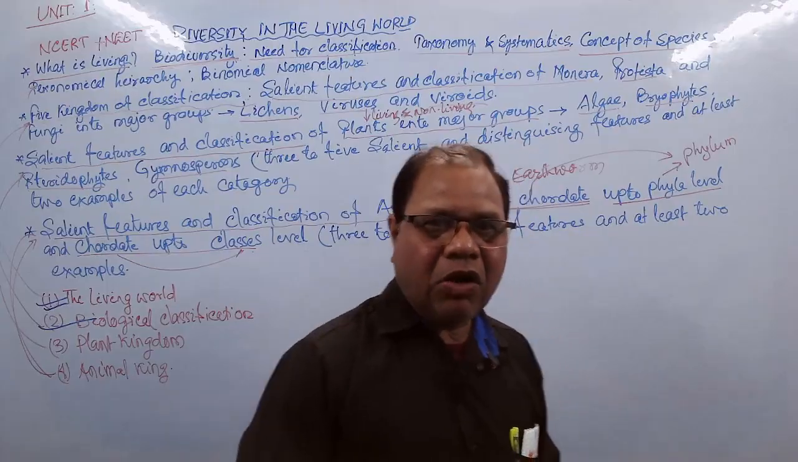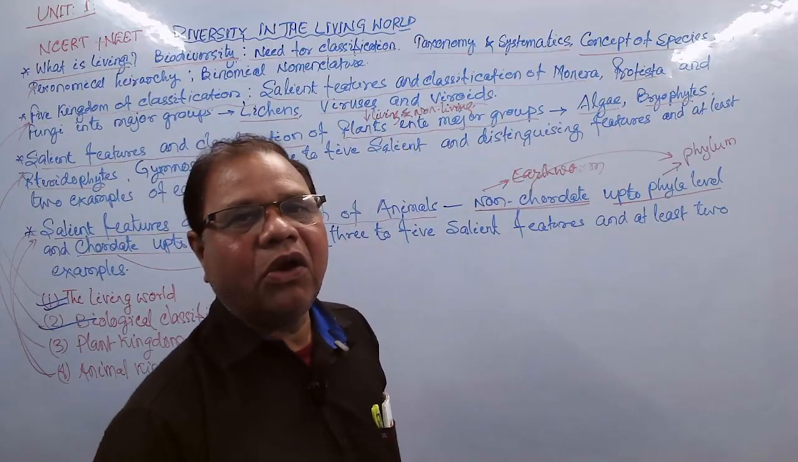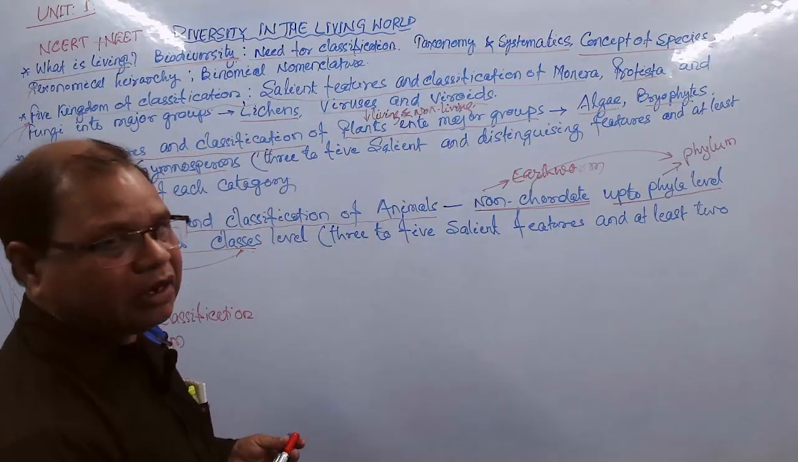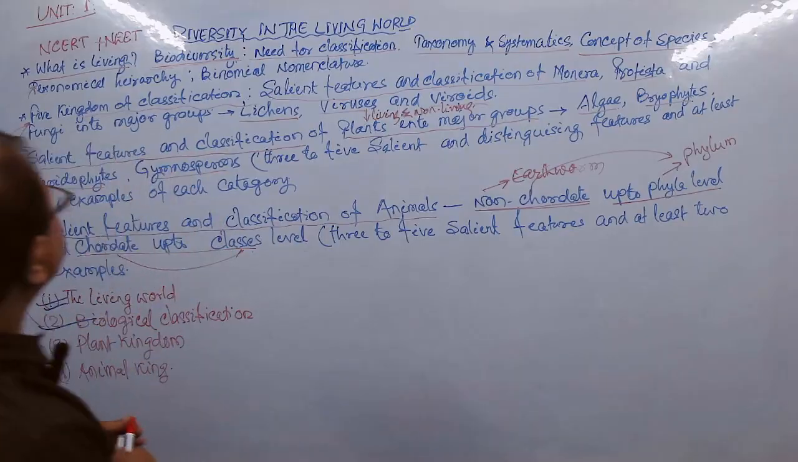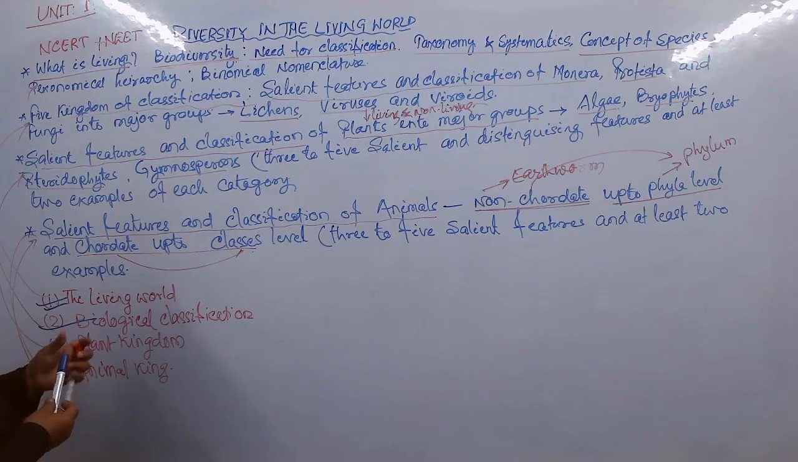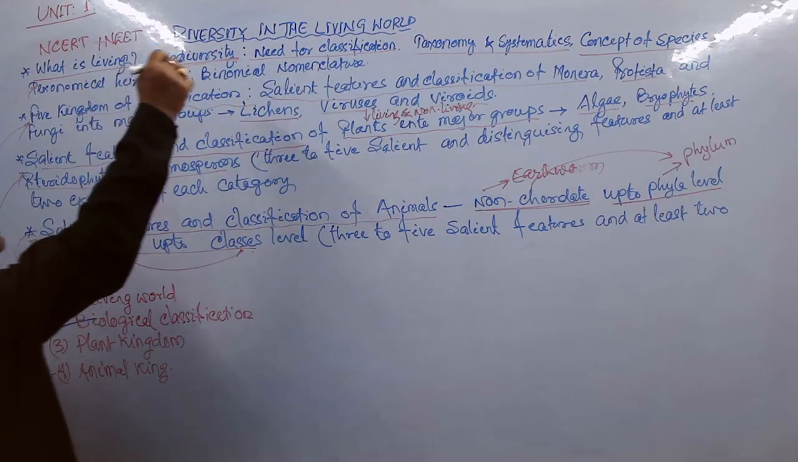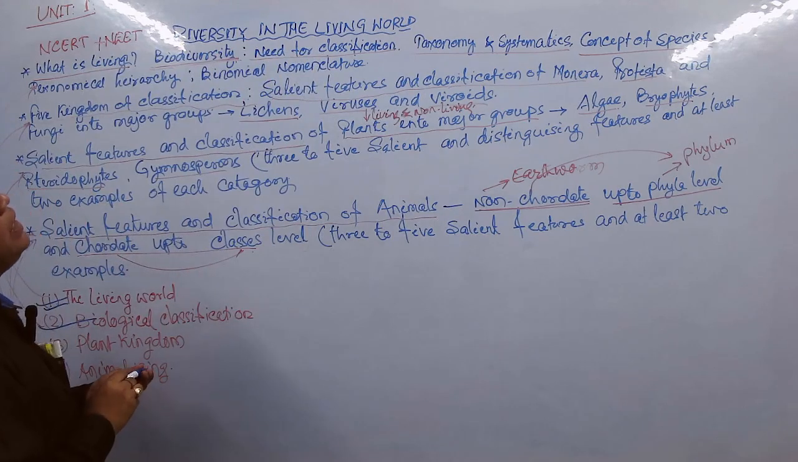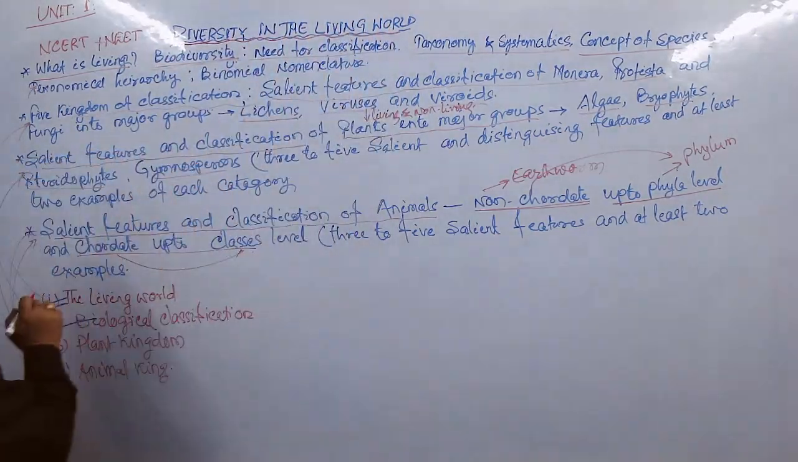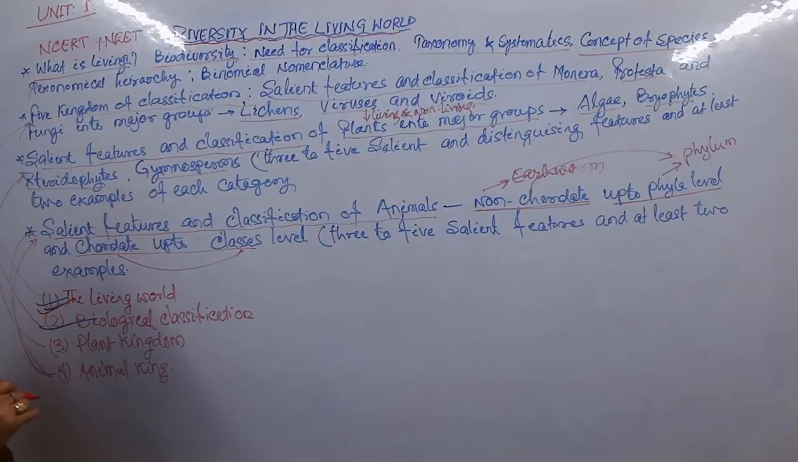Okay? Just now, according to NCERT, we come to the vital point of the first chapter of NCERT. So, dear students, the first chapter is the living world, biodiversity in the living world. Diversity in the living world communicates. First chapter, the living world.